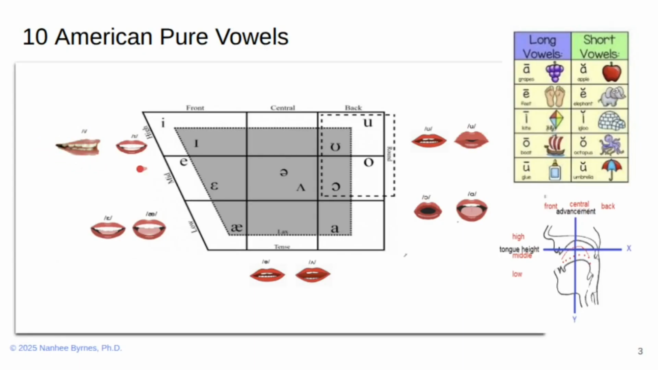I, the mid-high front vowel, the tongue is slightly lower than E, still toward the front. The mouth is a little more open. This is the lax vowel. The tongue is high, but the rest of the mouth is relaxed.